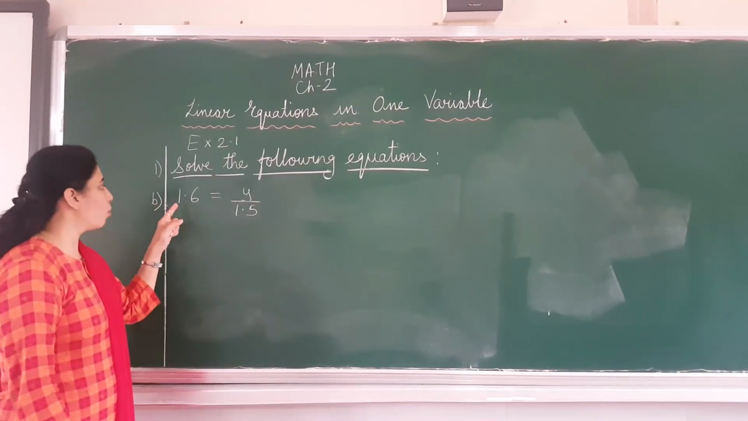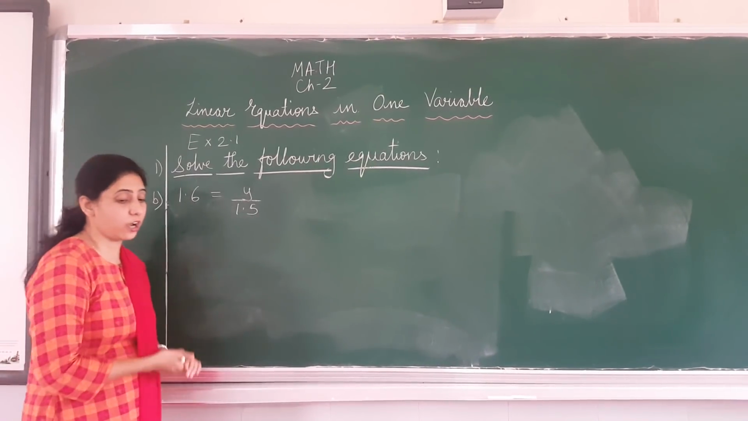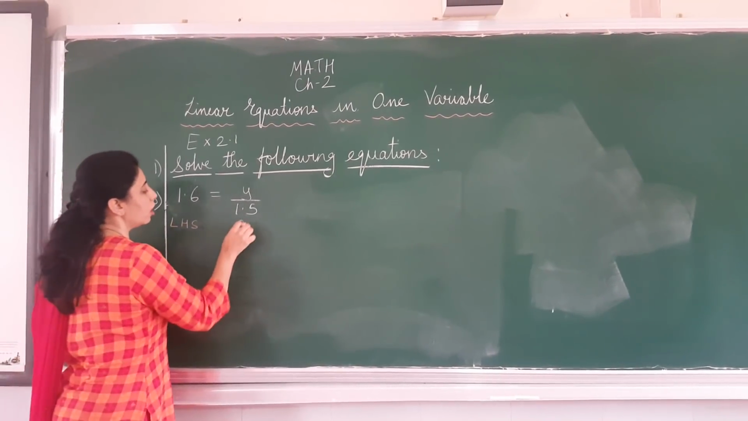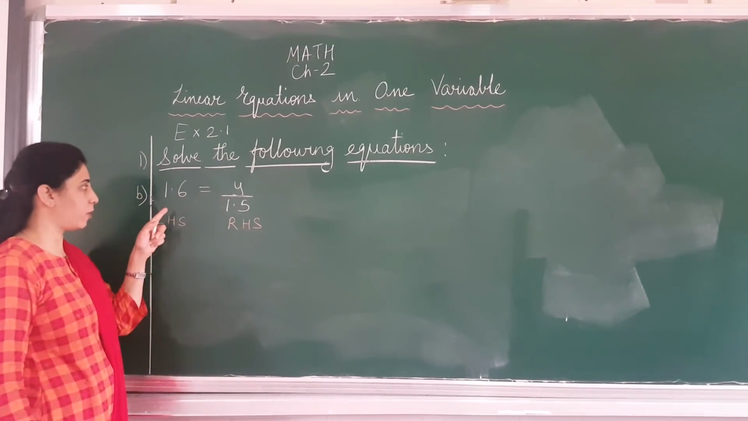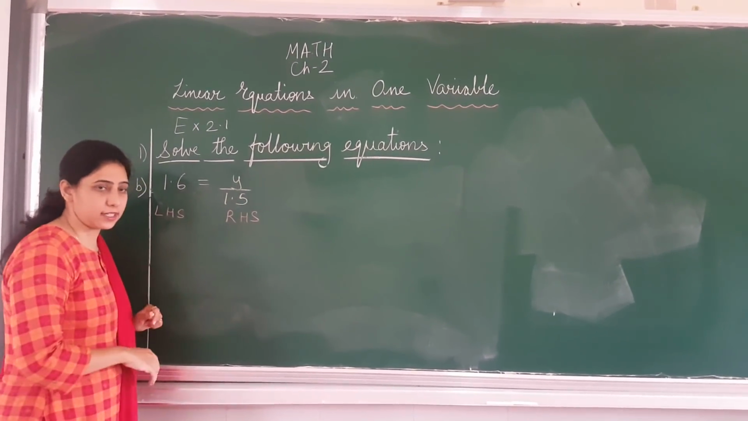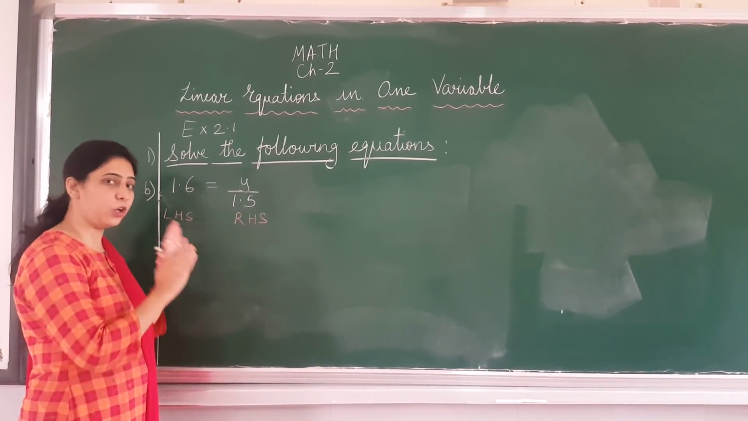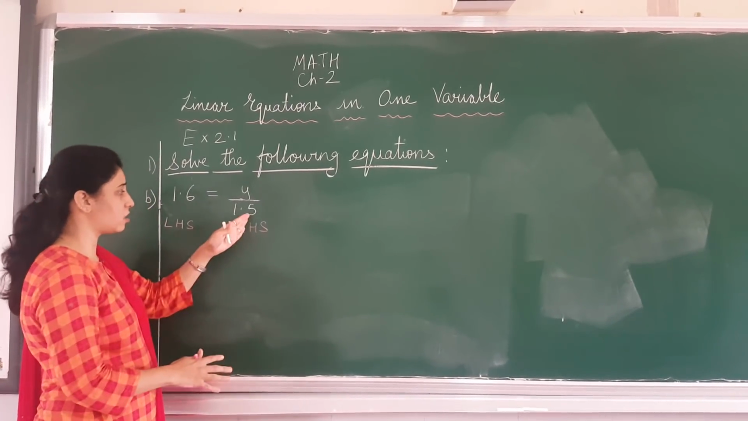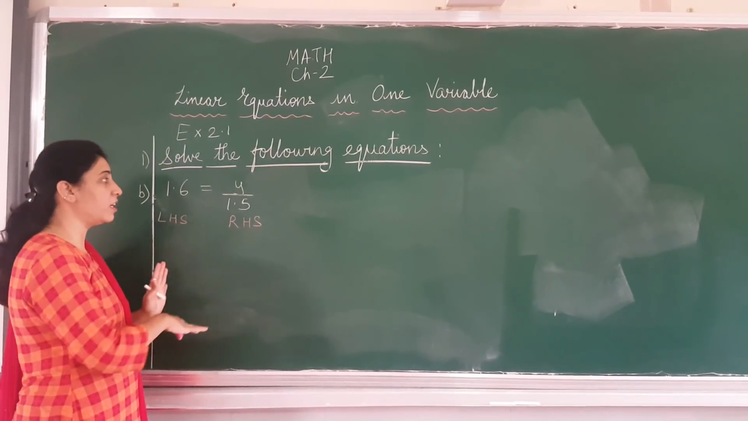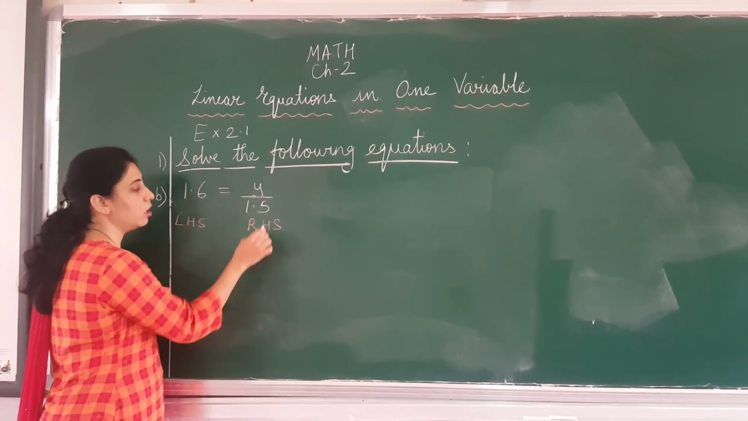The other sum is 1.6 equal to y upon 1.5. First, you have to check which is your LHS and which is your RHS. Which is your left hand side? 1.6 is on your left hand side and y upon 1.5 is on your right hand side. As I said, wherever the variable is, you keep it there, and whatever numbers are there, you shift to the other side. In the previous sum, the variable was on the left hand side. Now in this sum, the variable is on the right hand side.